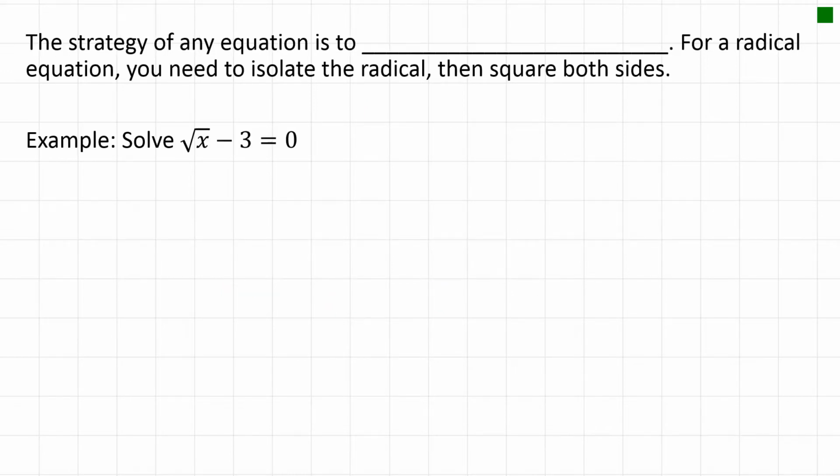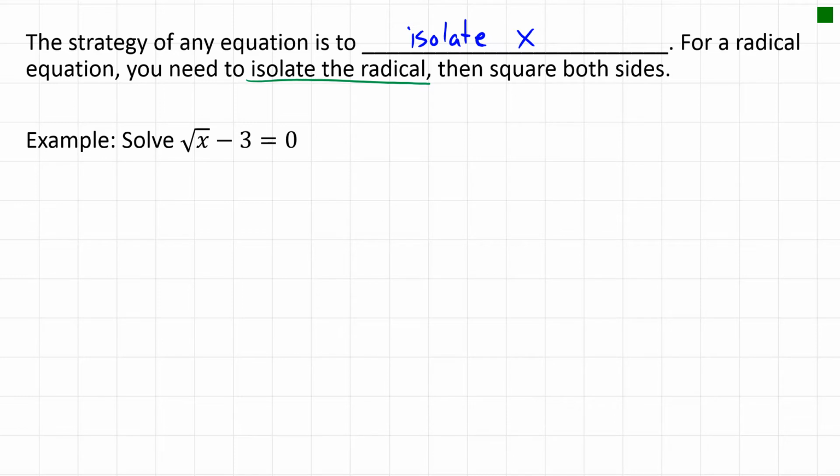The strategy for any equation is to isolate x. That doesn't change for a radical equation. But it does mean that our first step is going to be to isolate the radical and then square both sides to get rid of the radical. So we'll start with a really straightforward example, which is that the square root of x minus 3 equals 0.